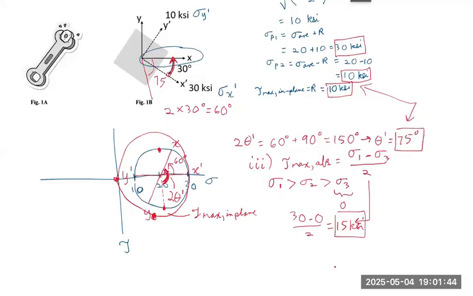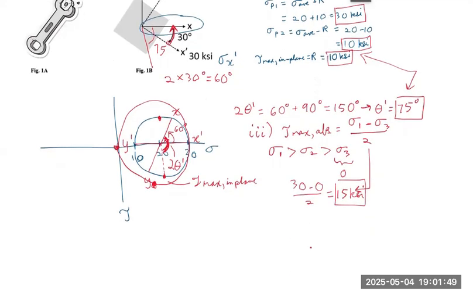Thus, the stress element will look something like this. 75 degrees from the x-axis is about, let me see, about like that. And it will be kind of perpendicular to it, so that's our stress element. And our x-axis is going to be lying like here. So these are x.